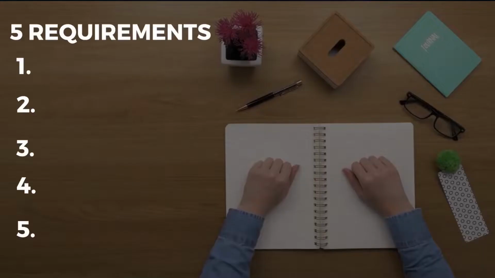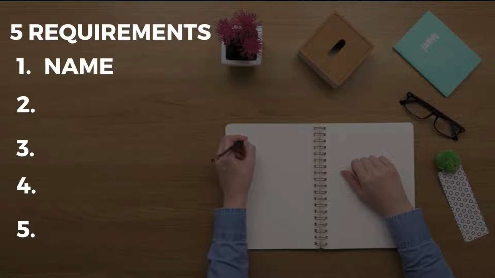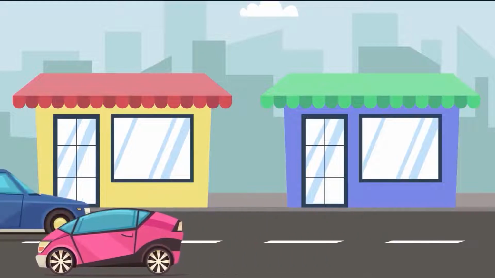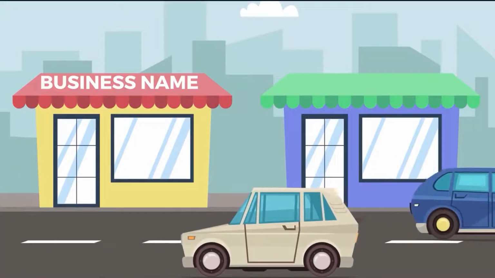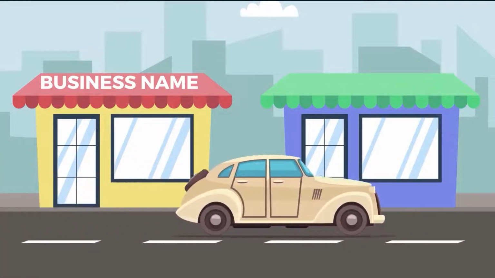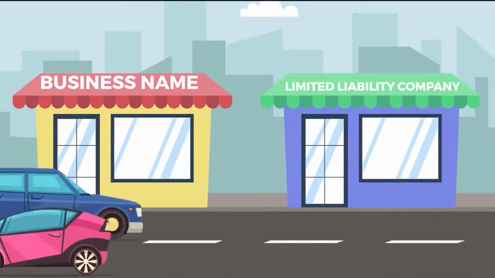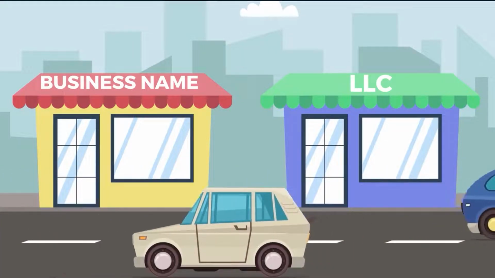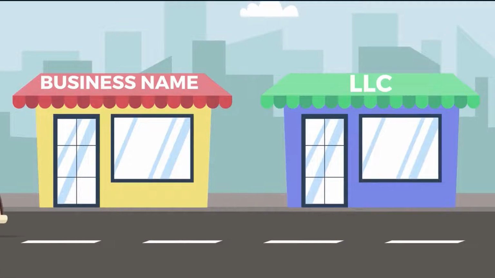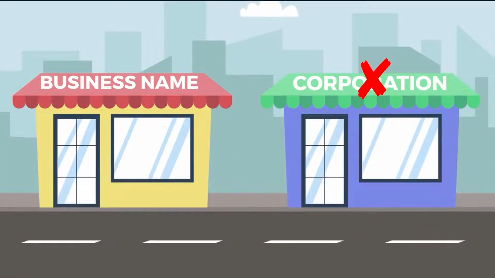Let's first take a look at the steps required for starting an LLC on your own. Step 1. Name your business. Before anything else, you'll have to think of the LLC's legal business name. Each LLC in South Dakota must have a distinct LLC name that is not currently in use. You must include the terms Limited Liability Company or an abbreviation such as LLC. You cannot include phrases such as corporation, which would lead people to believe you are a different business organization.